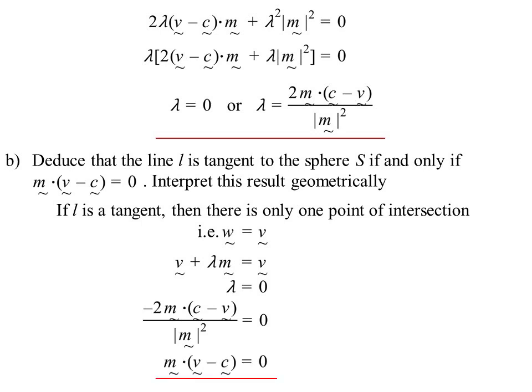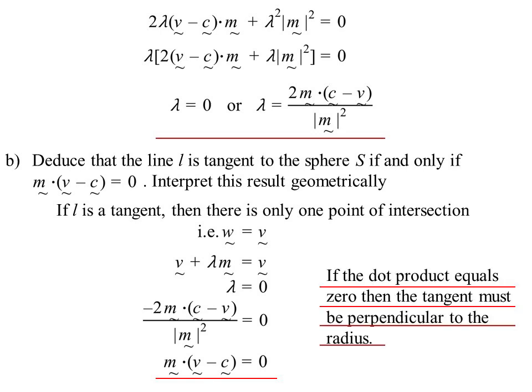This one, I have to show, well, that's going to be it as well. So there's the condition: M dot V minus C is equal to 0. You see, the first option wasn't an option, because lambda equals 0 could have been anywhere for that one. It must be the other one, because we need both of the answers to come out to be 0. Because if both of those possibilities are 0, then the only possibility is it's a tangent. If 2m dot C minus V over magnitude M squared is not 0, then we have two possibilities for lambda, so there are 2 points of intersection.